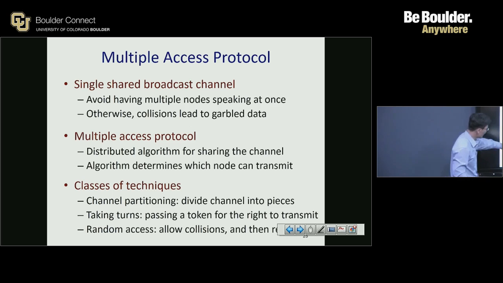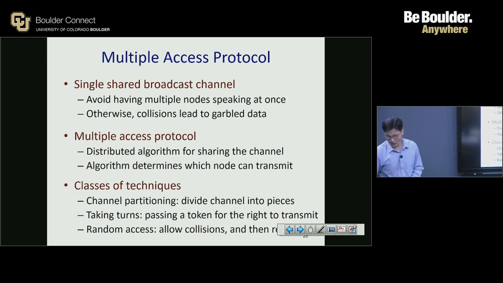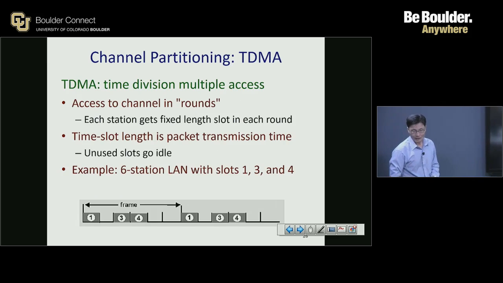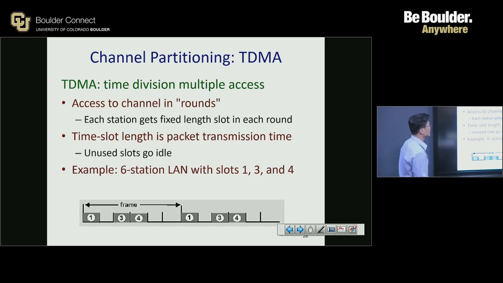So there are 3 different types. One is channel partitioning. This is more like time or frequency, and another one is wavelengths, right? You have different waves, and you can partition that way too. Then using tokens, and finally using random access. So let's see TDMA. This is time division multiple access. So we divide the channel into multiple rounds.